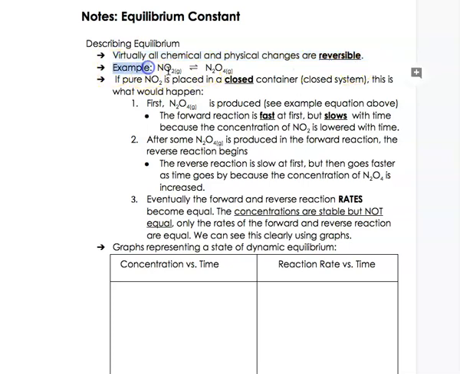For example, we have NO2. Let's say we have NO2, it's a gas. We throw it into a closed container, some sort of vessel. And these NO2 particles are going to collide. And when they collide, they're going to trigger a chemical reaction. And in this case, it's going to form N2O4.